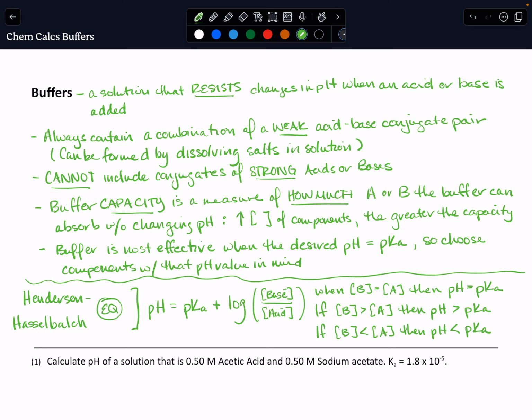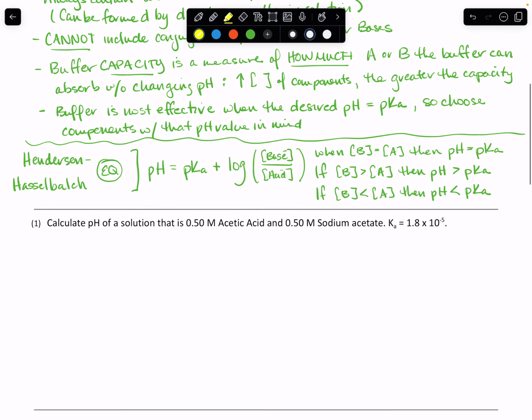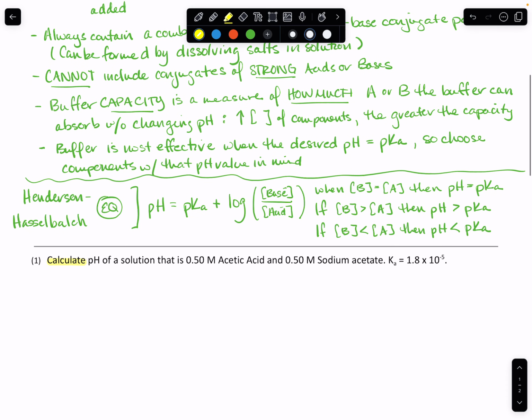Well, we got more acid than base, so we should see a drop in the pH. Okay, so let's try a couple problems. First we're going to calculate the pH of a solution that's 0.5 molar acetic acid and 0.5 molar sodium acetate, and we've got a Ka value of 1.8 times 10 to the negative fifth.